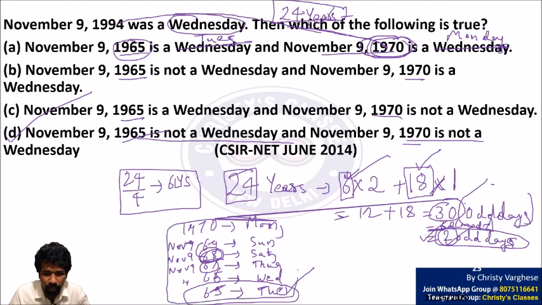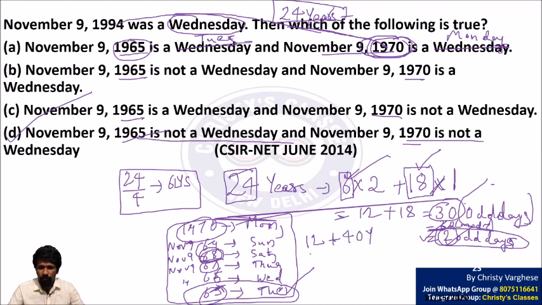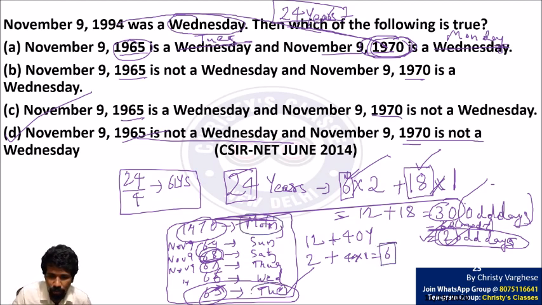This is a manual counting example. Because 1970 and 65, only 5 years are in between. Here also you can mathematically count. How? 70 to 65, 5 years. In that 5 years, 1 leap year and 4 ordinary years. 1 leap year means 2 odd days. 4 ordinary years means 4 into 1, 4 odd days. So total 6 odd days. 6 odd days from Monday will give you Tuesday. That way also you can do. Because 7 days shifted from Monday backward is Monday itself. 6 days shifted will be 1 day after Monday, Tuesday.